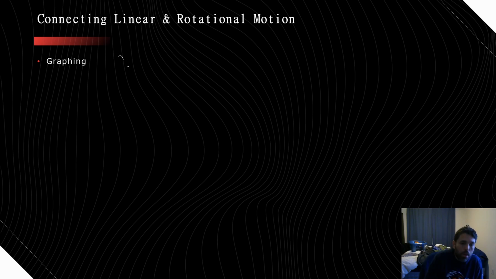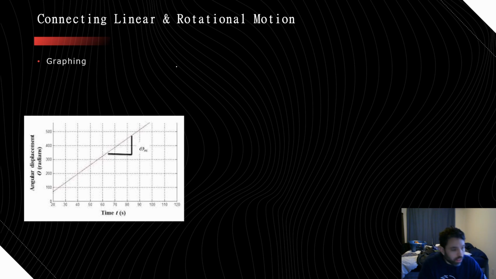Remember that on a position versus time graph, the slope equals velocity, and on a velocity versus time graph, the slope equals acceleration, and the area under the curve equals displacement. Okay, guess what? Just like with the equations, graph stuff works the same way too.